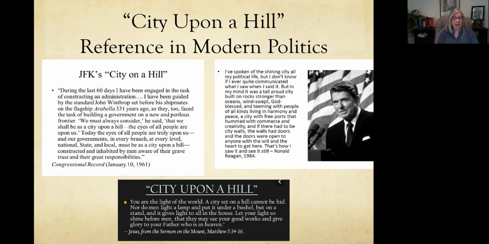What Kennedy is talking about in 1961 is the Cold War, right? Think about this new and perilous frontier where we've got to try to manage the growing danger that exists with communism around the world. So he says, we must always consider that we shall be as a city upon a hill. The eyes of all people are upon us.